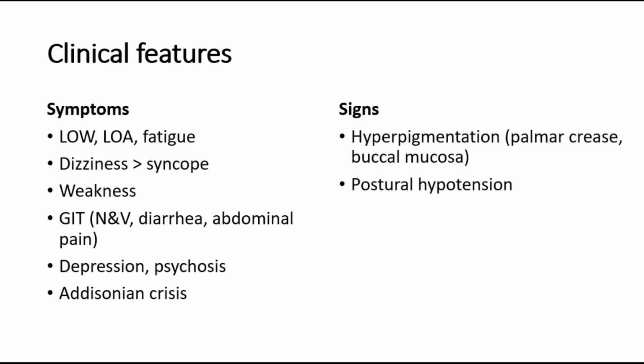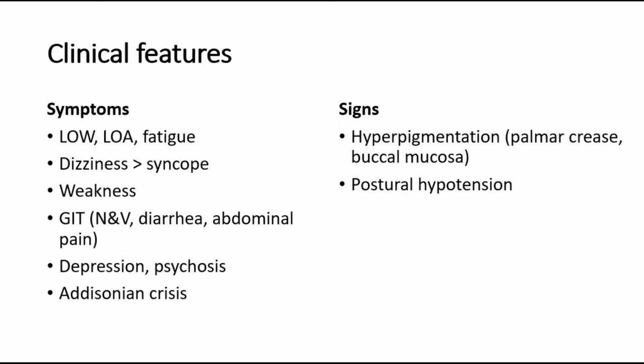For clinical features of Addison's disease, the patient might complain of symptoms like loss of weight and appetite, fatigue, and also dizziness, which can also cause syncopal attack. They may complain of weakness and gastrointestinal disturbance like nausea and vomiting, diarrhea, abdominal pain, and others. Depression and psychosis are also among the symptoms, and Addisonian crisis, which I will talk about more later on.